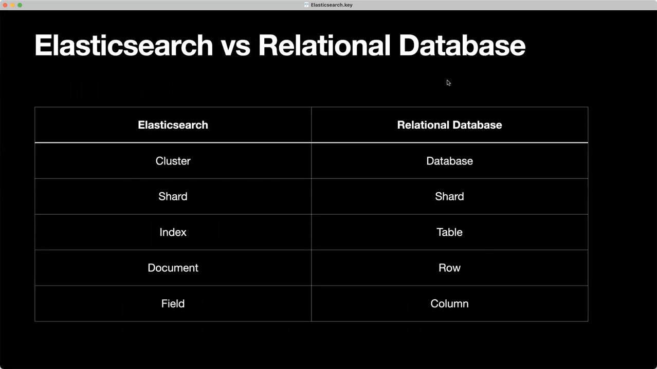If you're familiar with relational databases, a cluster can be compared to a database. A shard is comparable to a relational database shard as well. An index can be considered as a table. A document is a specific row within that table, and each field within that document corresponds to a column and its specific value.